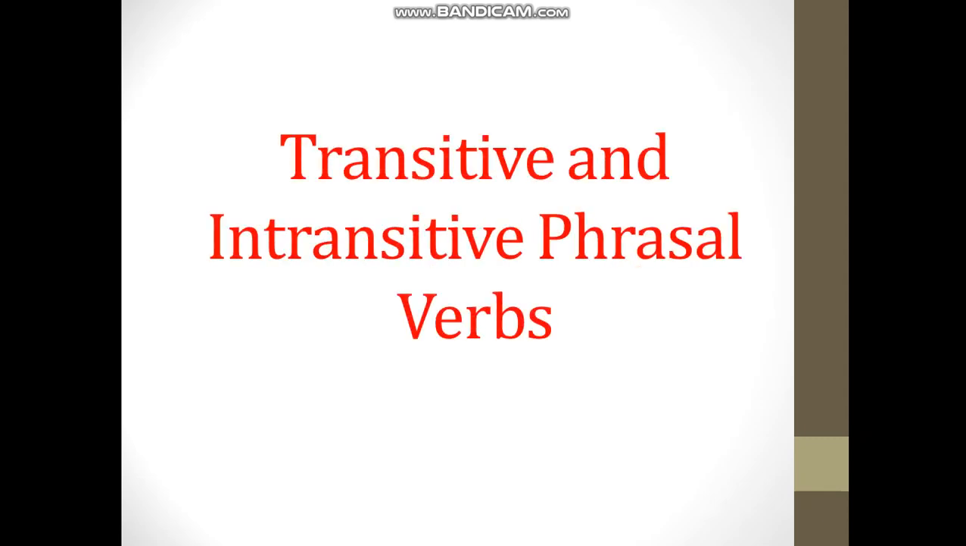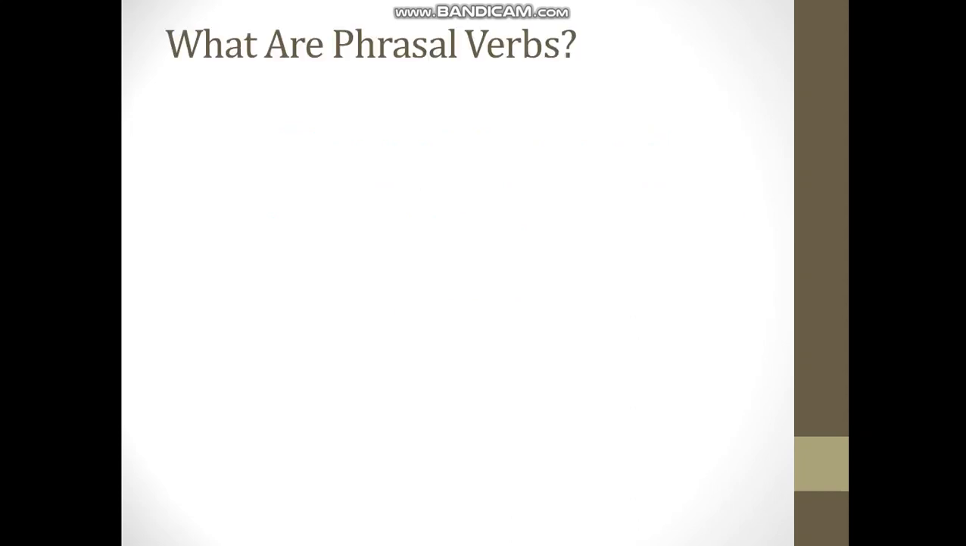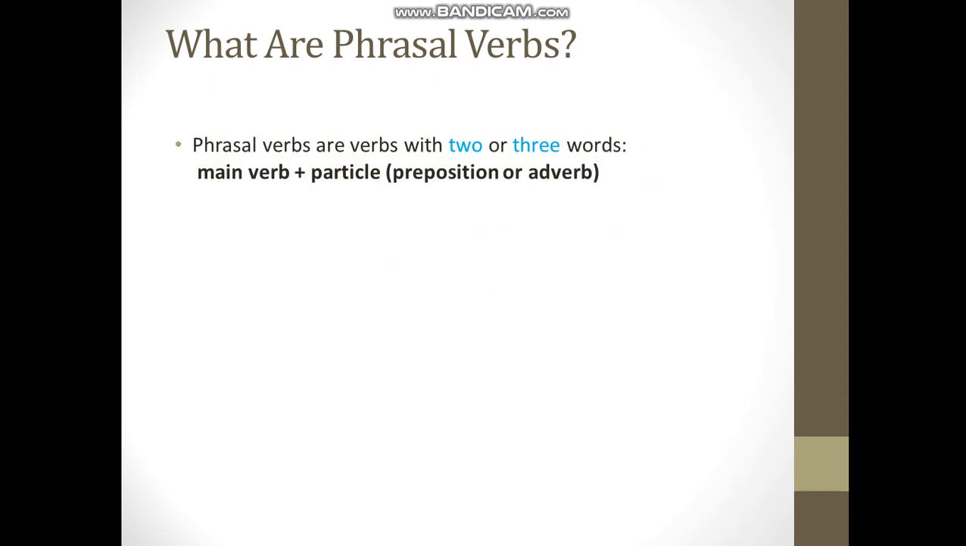In this video, I'll be showing the difference between transitive and intransitive phrasal verbs that might be confusing. What are phrasal verbs? Phrasal verbs are verbs with 2 or 3 words, a main verb plus a particle, which could be a preposition or an adverb. Let's see some examples.